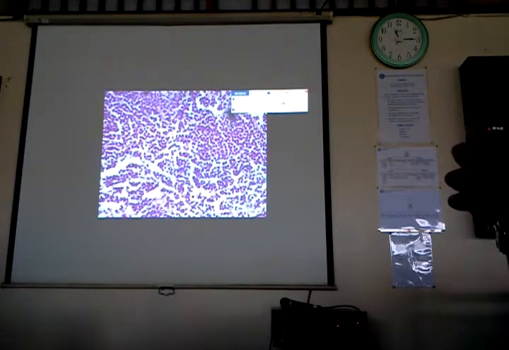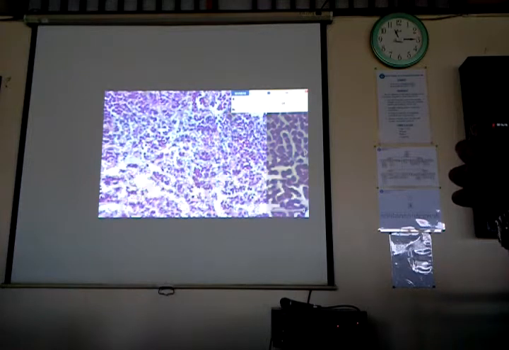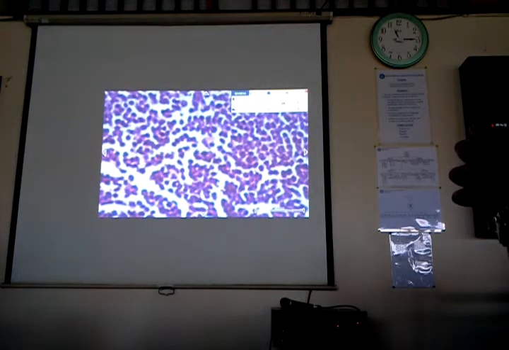It will be very difficult to diagnose this slide as acute granulocytic leukemia. What is the more common name of that condition? Acute granulocytic or? Okay, acute myeloid leukemia. So, to come up with the diagnosis of acute myeloid leukemia, you must have a population of myeloblasts, which is more than 20% of all cells that will be seen.